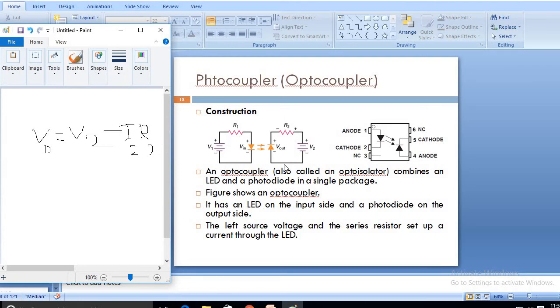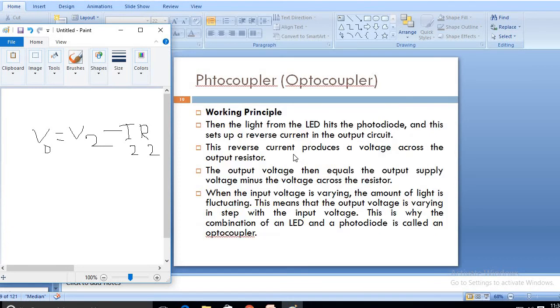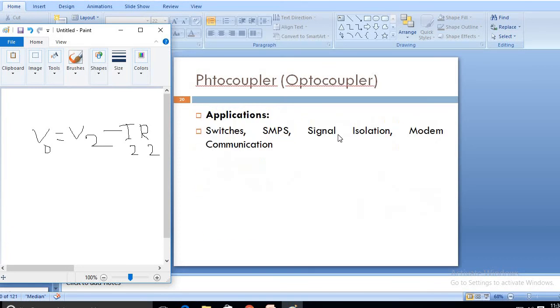So this is what it is. And one more thing, the input voltage is linearly varied in accordance with the output voltage, that is, V in and V out are linearly varied with respect to each other. This is the photocoupler concept.